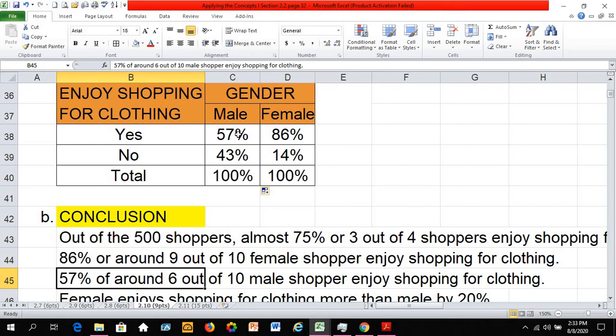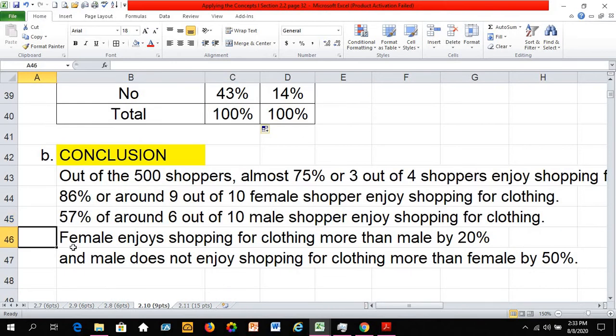So that's a big number for our shopping statistics. So business establishments, or mostly shopping malls, would have business establishments like clothing lines, because this is where customers would mostly go.